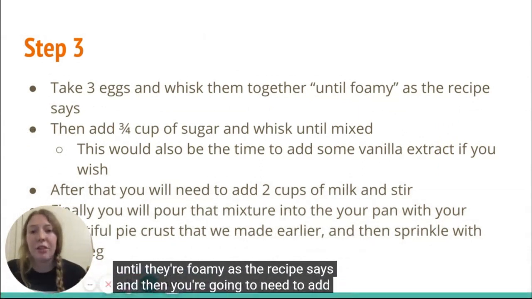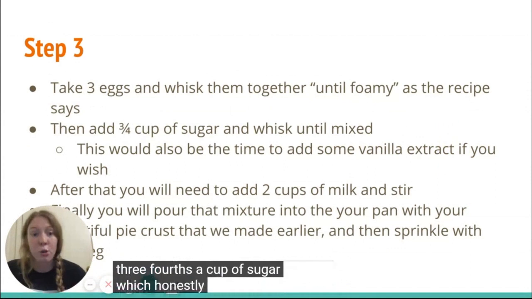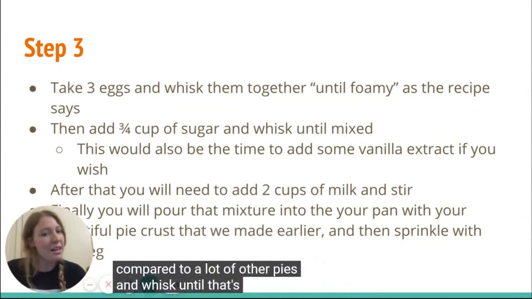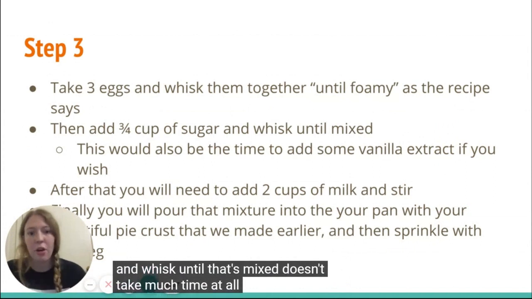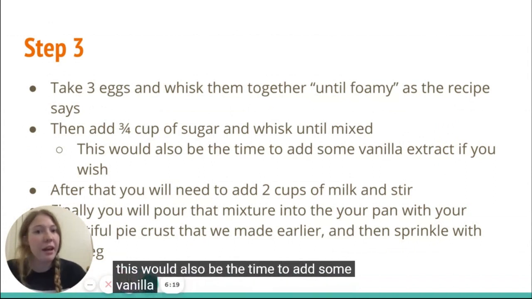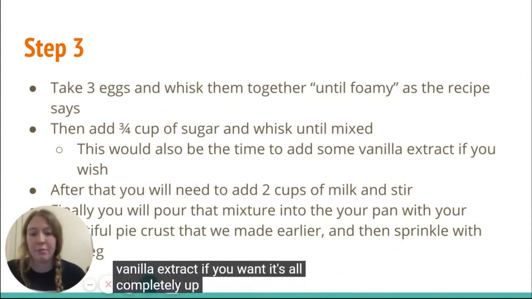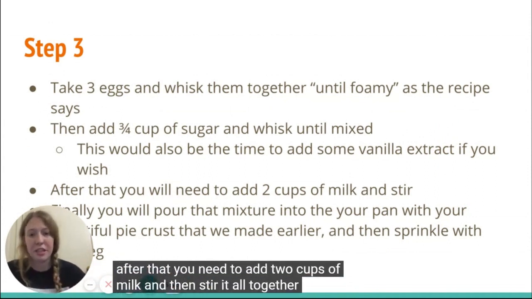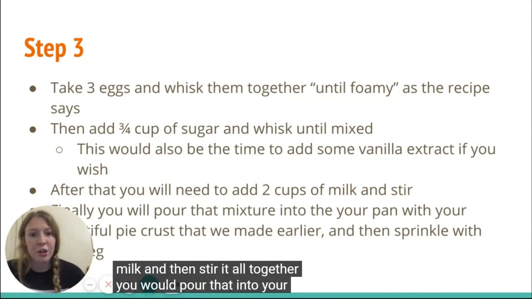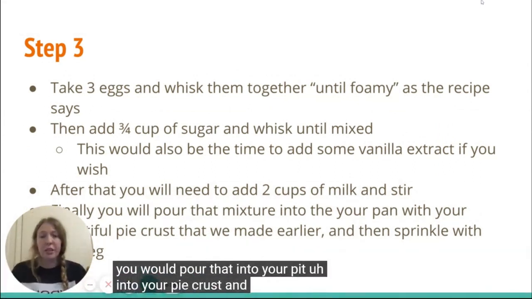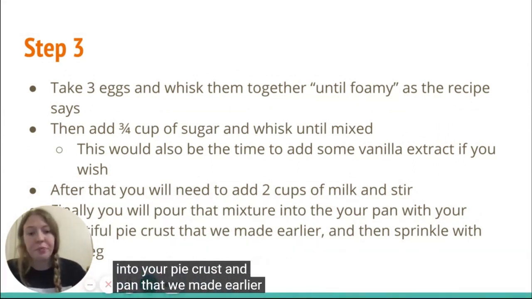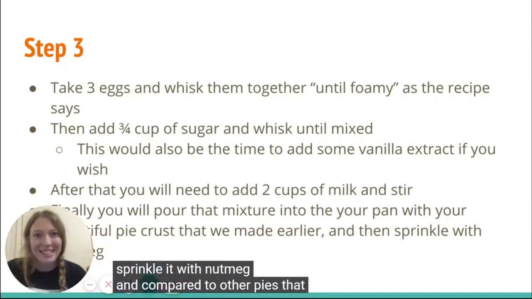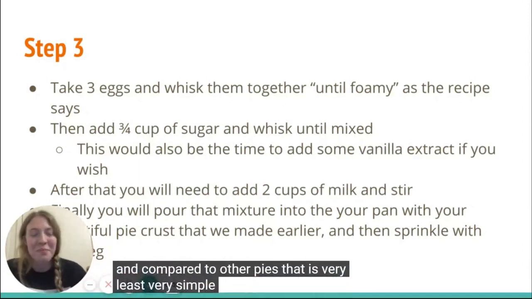And then you're going to need to add 3/4 of a cup of sugar, which honestly is not that much sugar compared to a lot of other pies. And whisk until that's mixed. Doesn't take much time at all. This would also be the time to add some vanilla extract if you want. It's all completely up to you. After that, you need to add 2 cups of milk and then stir it all together. You would pour that into your pie crust in the pan that we made earlier, and then sprinkle it with nutmeg. And compared to other pies, that is very, very simple.